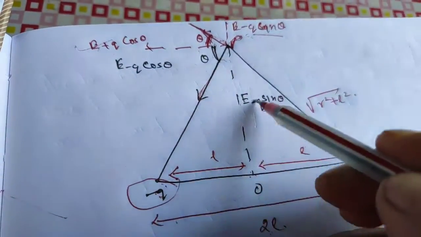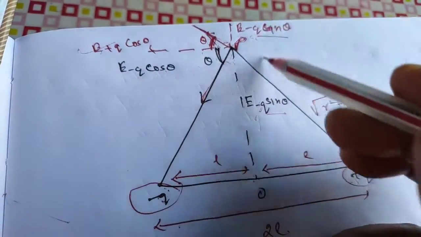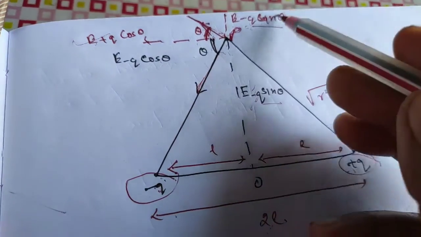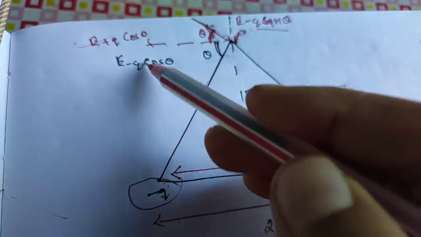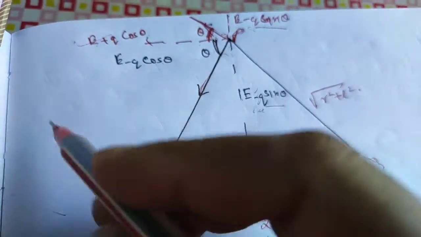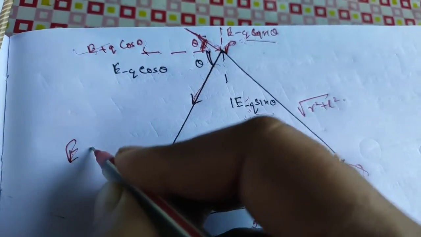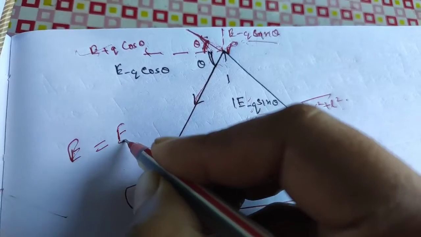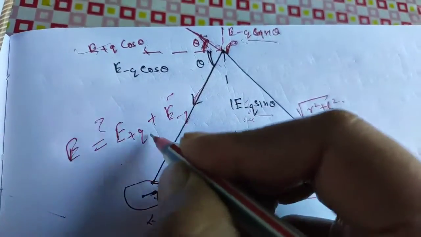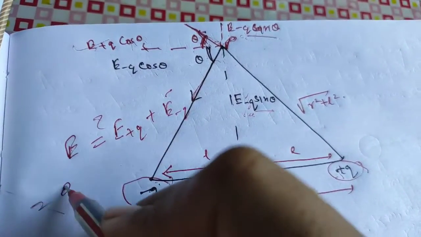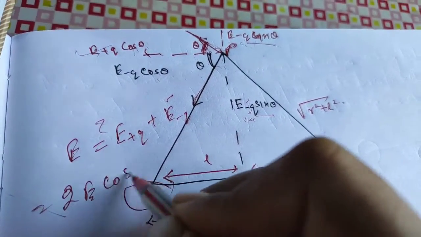If you see the directions of the sin theta components, both are opposite to each other. So these two components will cancel out. What will remain? These two. So we can find the resultant electric field like this: E is equal to E plus and E minus. As both have the same angle, cos theta is the same, so I can write 2E cos theta.